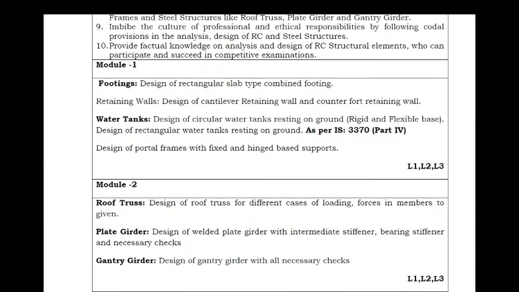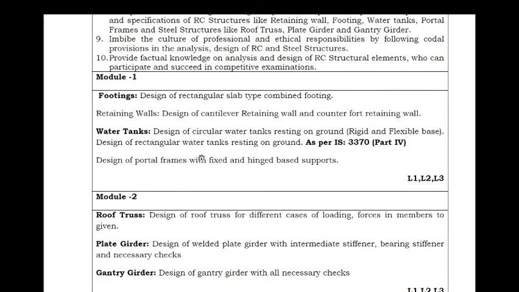Initially we will start with module 1 and the design of retaining walls. We will complete the design of cantilever retaining wall and counterfort retaining wall. Then I will start with the design of circular water tanks and rectangular water tanks. After completing these designs, I will come to module 2. I will start with the design of plate girder, then the design of gantry girder, then the design of roof truss.